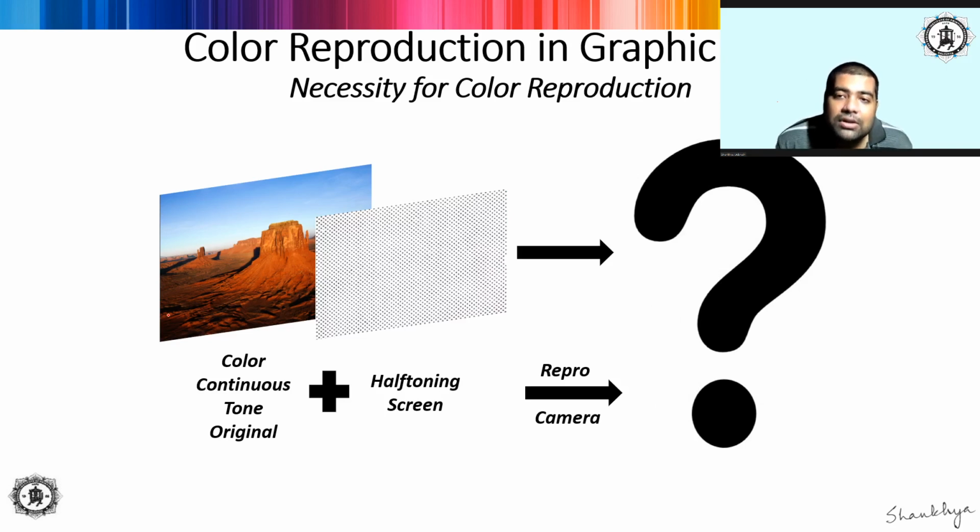Now the question is how to reproduce. When I am saying that you need a minimum of three, and actually four, inks for any multicolor work, how many printing units do you need? Let us consider offset printing. If you need a minimum of three inks, or four inks, in order to reproduce the colors in the original, then how many printing units do you need?